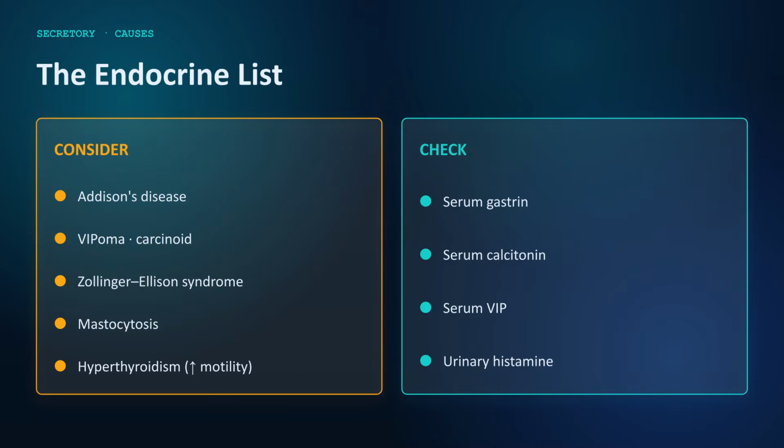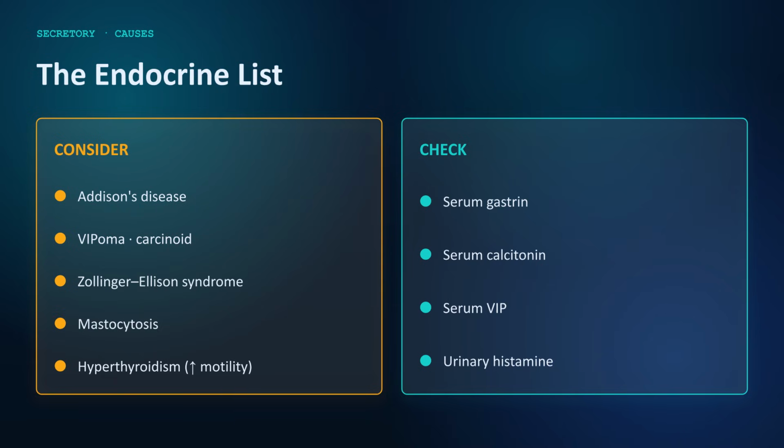The endocrine causes are a classic examination list. Addison disease, Vipoma, carcinoid, Zollinger-Ellison syndrome, mastocytosis, and hyperthyroidism, which works mainly by increasing motility. When you suspect one of these, check serum peptide levels: gastrin for Zollinger-Ellison syndrome, calcitonin for medullary thyroid carcinoma, and vasoactive intestinal peptide for Vipoma. Add a urinary histamine for mastocytosis.